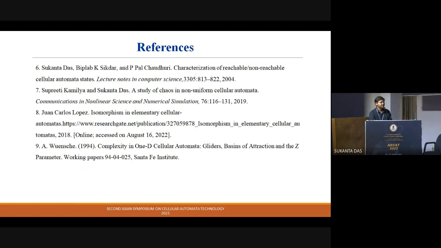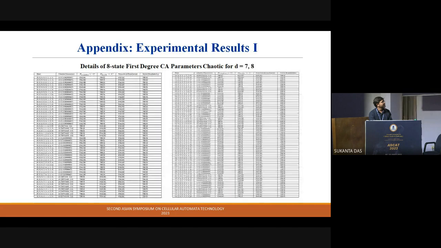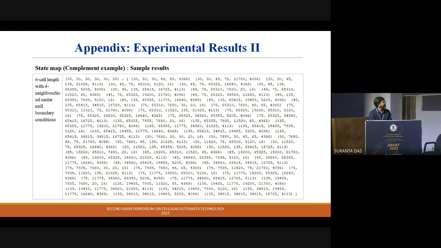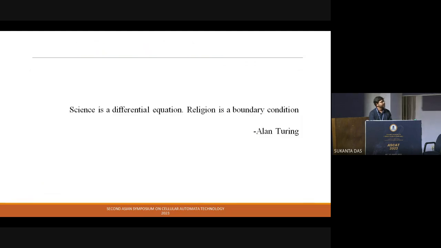So here are some references. I also included some experimental results using the 6-state, 7-state, 8-state in first degree cellular automata. Again, in the second problem statement, we have some sample isomorphism results with the 5-cell length and 4 neighborhood under the null boundary condition, and again under the periodic boundary condition. And again 6-cell length with the 4 neighborhood under null boundary condition. It goes exponentially, so I'll stop at the 8-cell length under the same periodic and null boundary conditions. It gives a huge exponential complexity. So we'll stop here. Thank you.